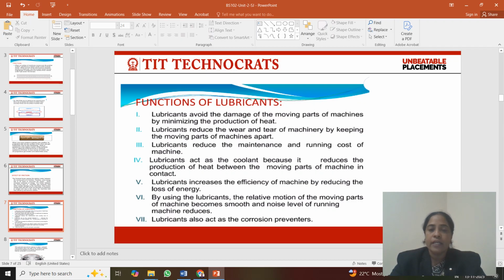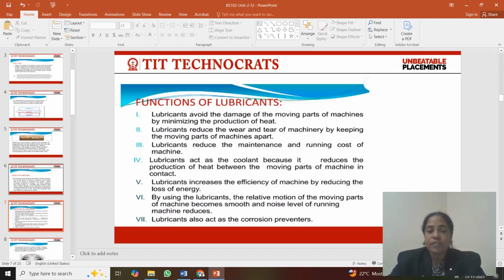moving, sliding and rolling parts of the machine. Thereby it minimizes the production of heat, and it controls the production of corrosion and rusting. The second important function of lubricant is to reduce the wearing and tearing of machinery parts, keeping the moving parts of the machine apart. Wearing and tearing are the general causes that occur due to the locking of small peaks and small parts of the machine.